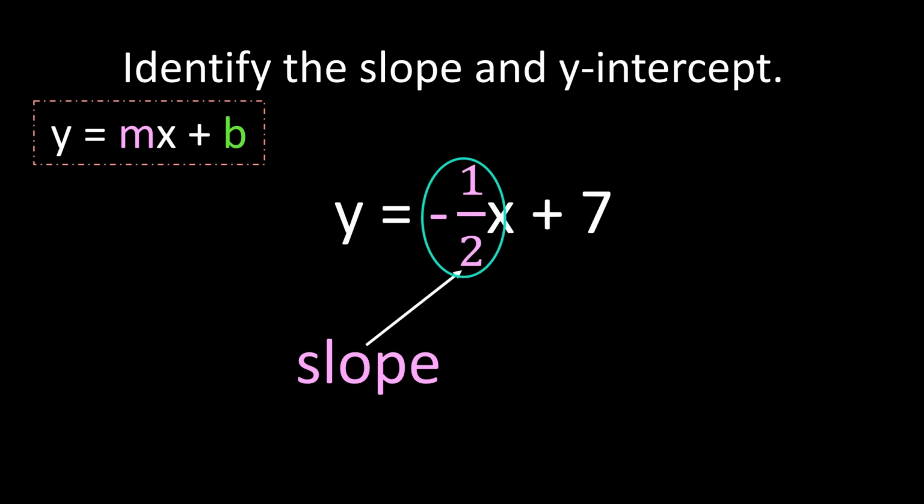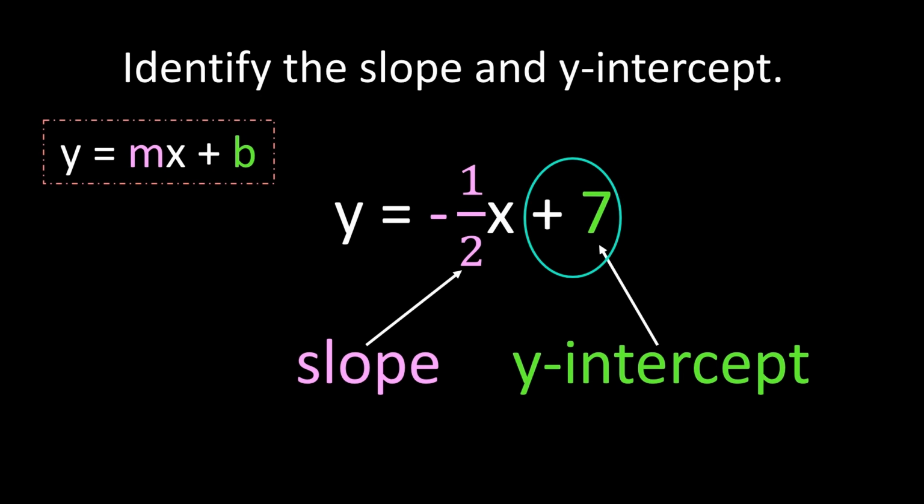It doesn't matter whether m is a whole number or a fraction, positive or negative. Whatever is in place of m in that formula, y equals mx plus b in that form, is going to be your slope. So in this example, our slope is negative 1/2. And then we need our y-intercept, which is our b here, and our y-intercept is positive 7. So our slope is negative 1/2, and our y-intercept is 7.